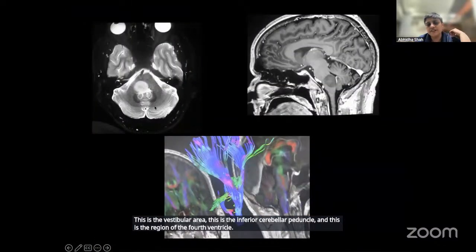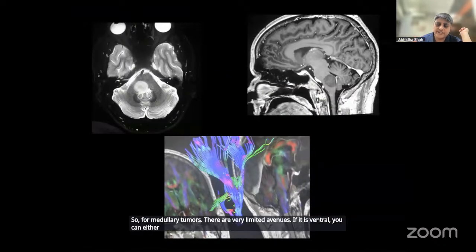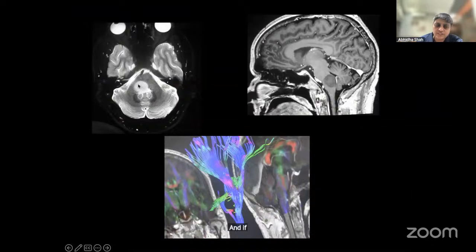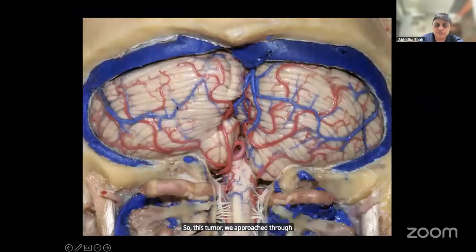For medullary tumors, there are very limited avenues. If it is ventral, you can enter from the anterior or the posterolateral sulci. If it is dorsal, in the region of the inferior cerebellar peduncle, you can come from the midline through the floor of the fourth ventricle. So this tumor we approach through the midline, through the floor of the fourth ventricle.